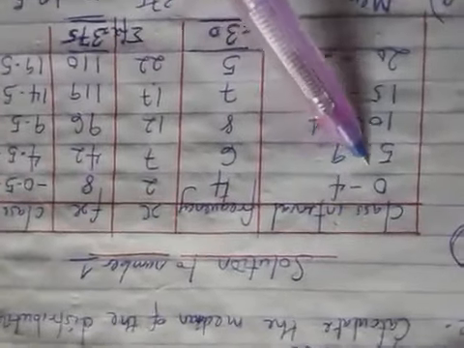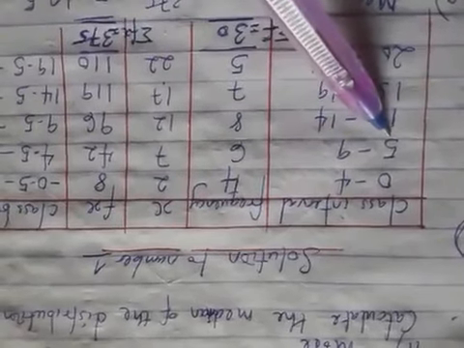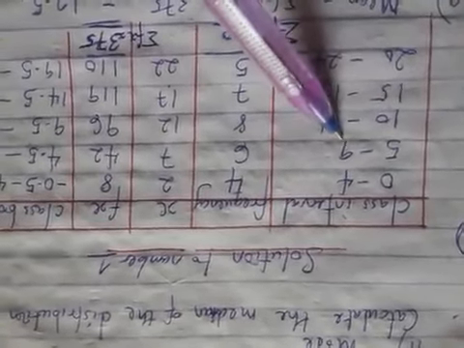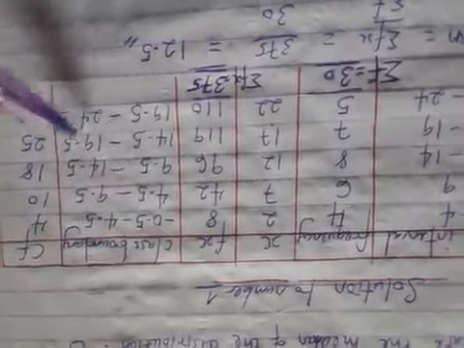This is what I mean. Subtract 0.5 from this, add 0.5 to this. Subtract 0.5 from 5, add 0.5 to 9. Subtract, add. That's how you get your class boundary.